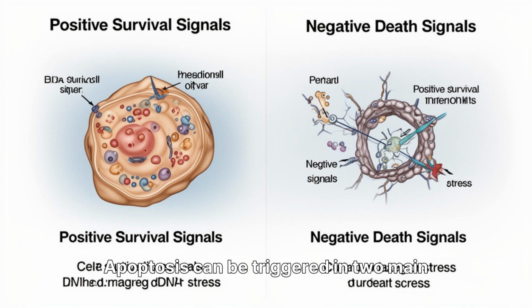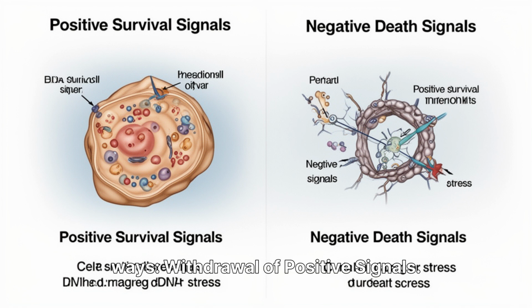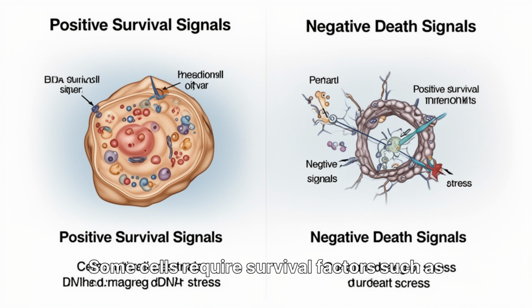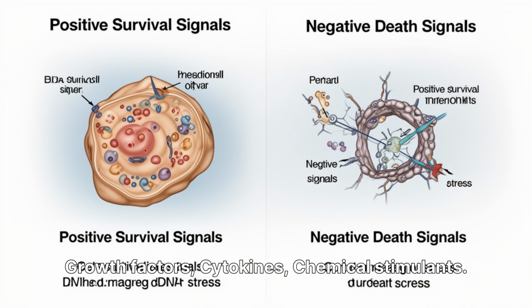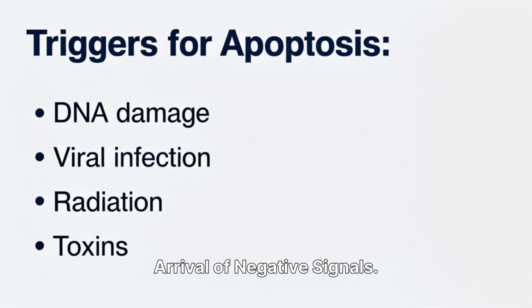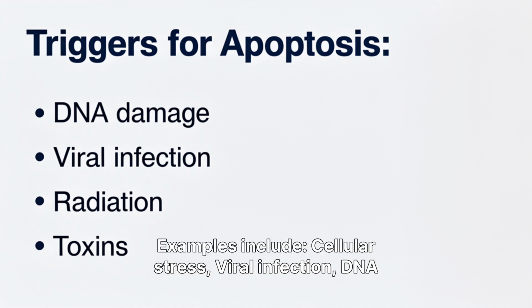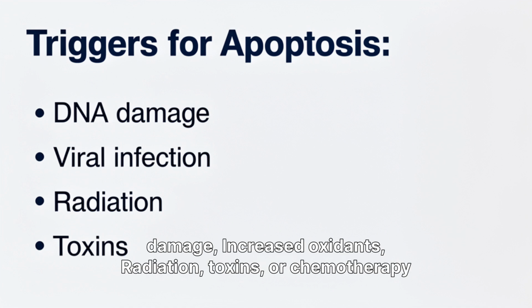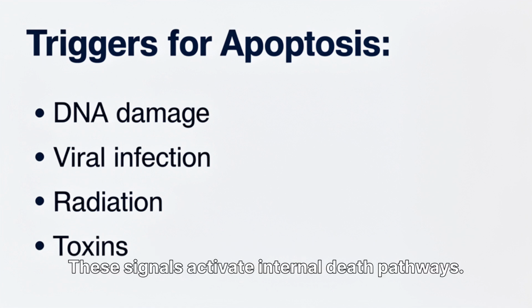Activation of apoptosis. Apoptosis can be triggered in two main ways: withdrawal of positive signals. Some cells require survival factors such as growth factors, cytokines, chemical stimulants. If these signals are withdrawn, apoptosis begins. Arrival of negative signals. Examples include cellular stress, viral infection, DNA damage, increased oxidants, radiation, toxins, or chemotherapy drugs. These signals activate internal death pathways.